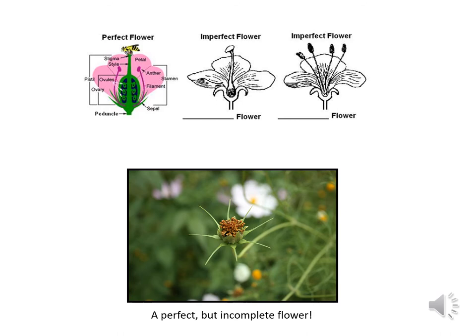Trick question at the bottom. There are stamens, there are carpels, there are sepals, but no petals. Because it has the male reproductive structures and the female reproductive structures, it is perfect, but it's also incomplete. I usually tell my class it's perfectly ugly because it's missing the petals, but it is perfect because it's got boy parts and girl parts.